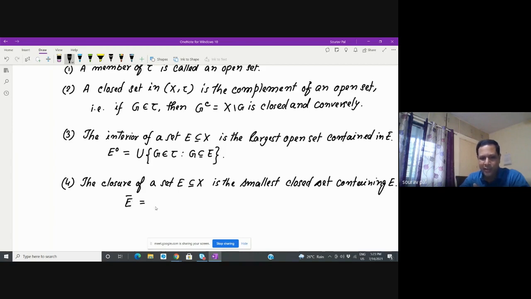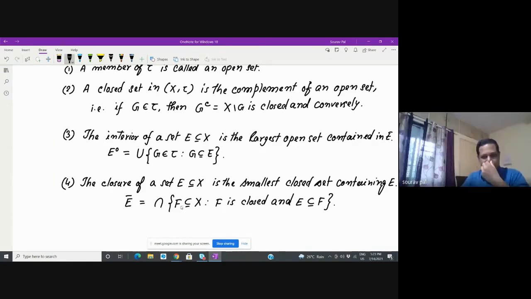This is actually the intersection of all F subset of X such that F is closed and this E is a subset of F. You can easily verify that. This is the smallest closed set that contains the given set.